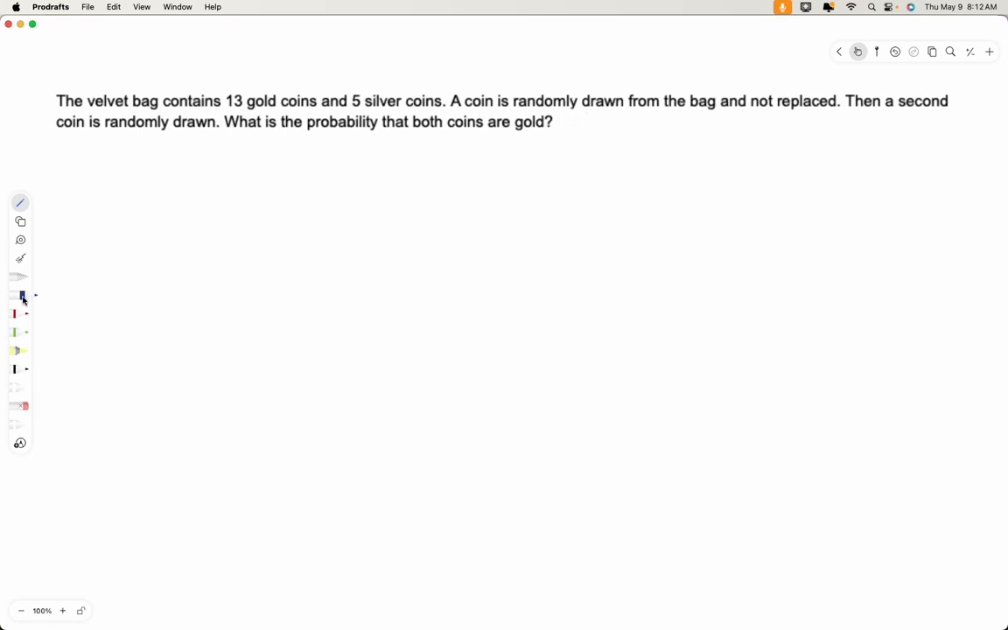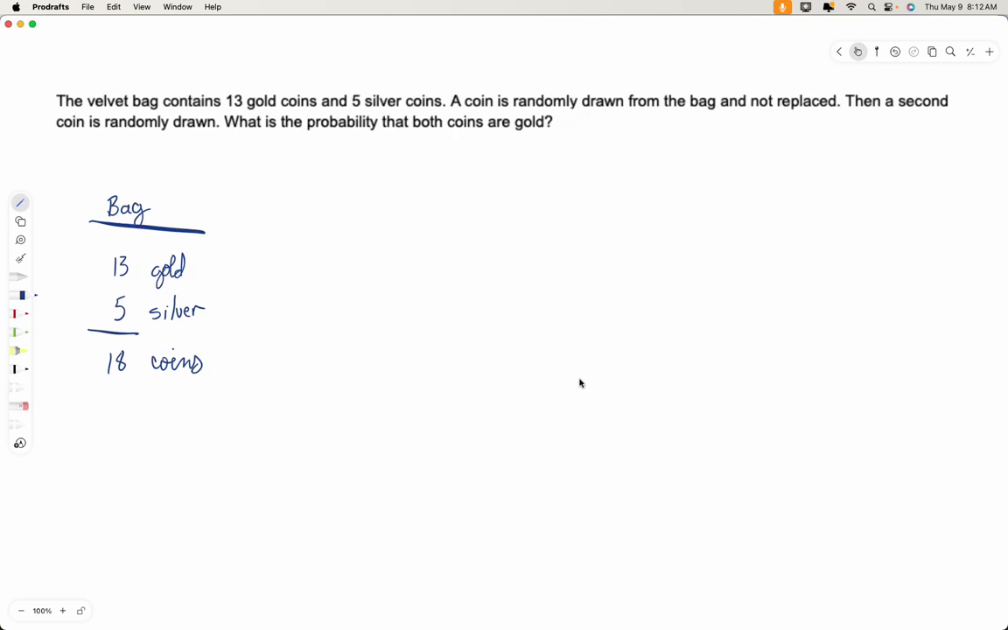The velvet bag contains 13 gold coins and 5 silver coins. So we have a bag. I'm just going to write bag right here. In that bag, we have 13 gold and 5 silver. That gives us a total of 18 coins. Okay, with me so far?